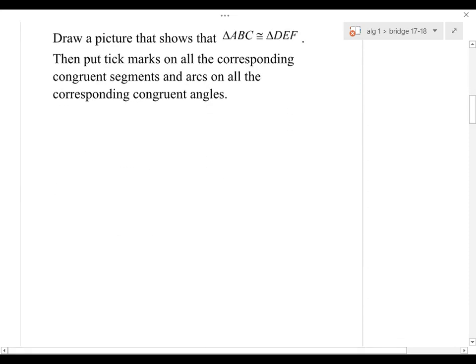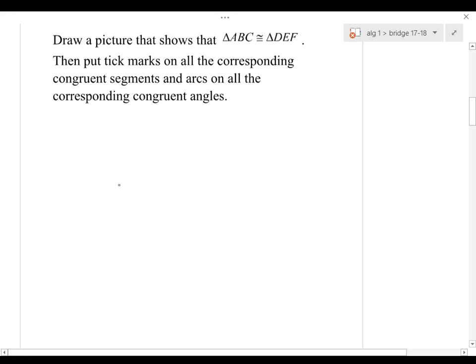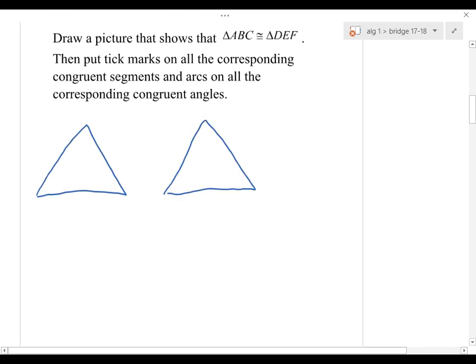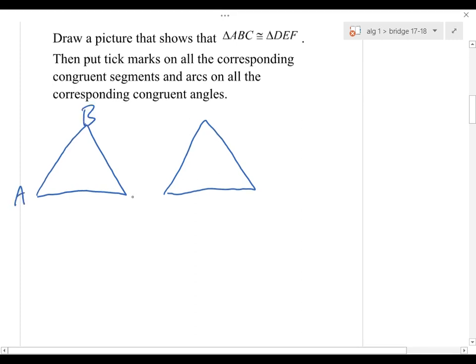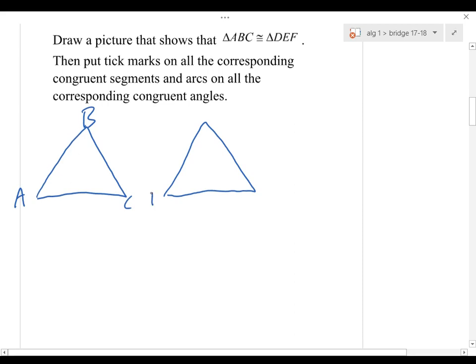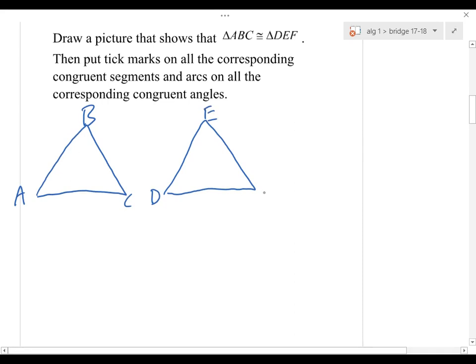All right, let's draw a picture that shows that triangle ABC is congruent to triangle DEF. Then put tick marks on all the corresponding congruent segments and arcs on all the corresponding congruent angles. So let's just draw 2 triangles. They're close to each other. The important thing is to make sure that we label in the same order. So ABC corresponds with DEF.